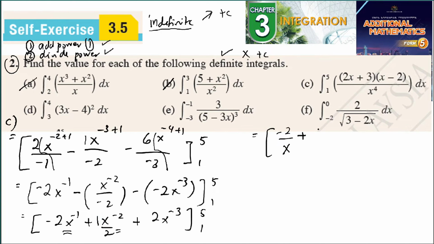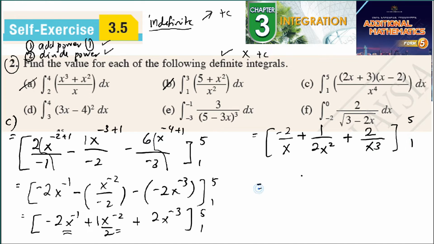So when we bring it down, it will become 1, 2x squared. Okay, and then here plus. So here we have 2x negative 3, right? So 2 is up, and x negative 3 will become over x cubed. So we close it back, it will become 5, 1.